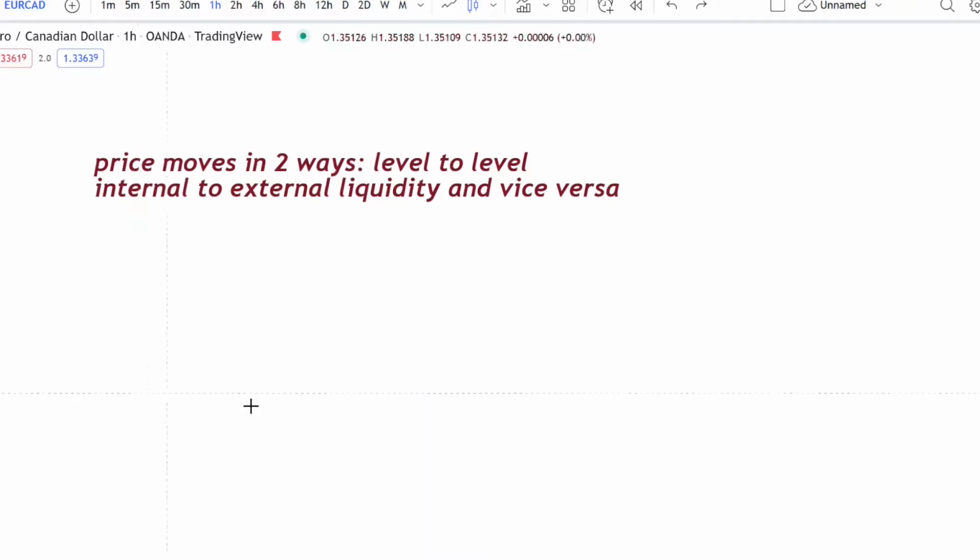So when it comes to market structure, price moves in 2 variations. So it moves level to level, or internal to external, or vice versa. So it can be internal to external liquidity, or it could be external to internal liquidity. But for right now, let's cover level to level.